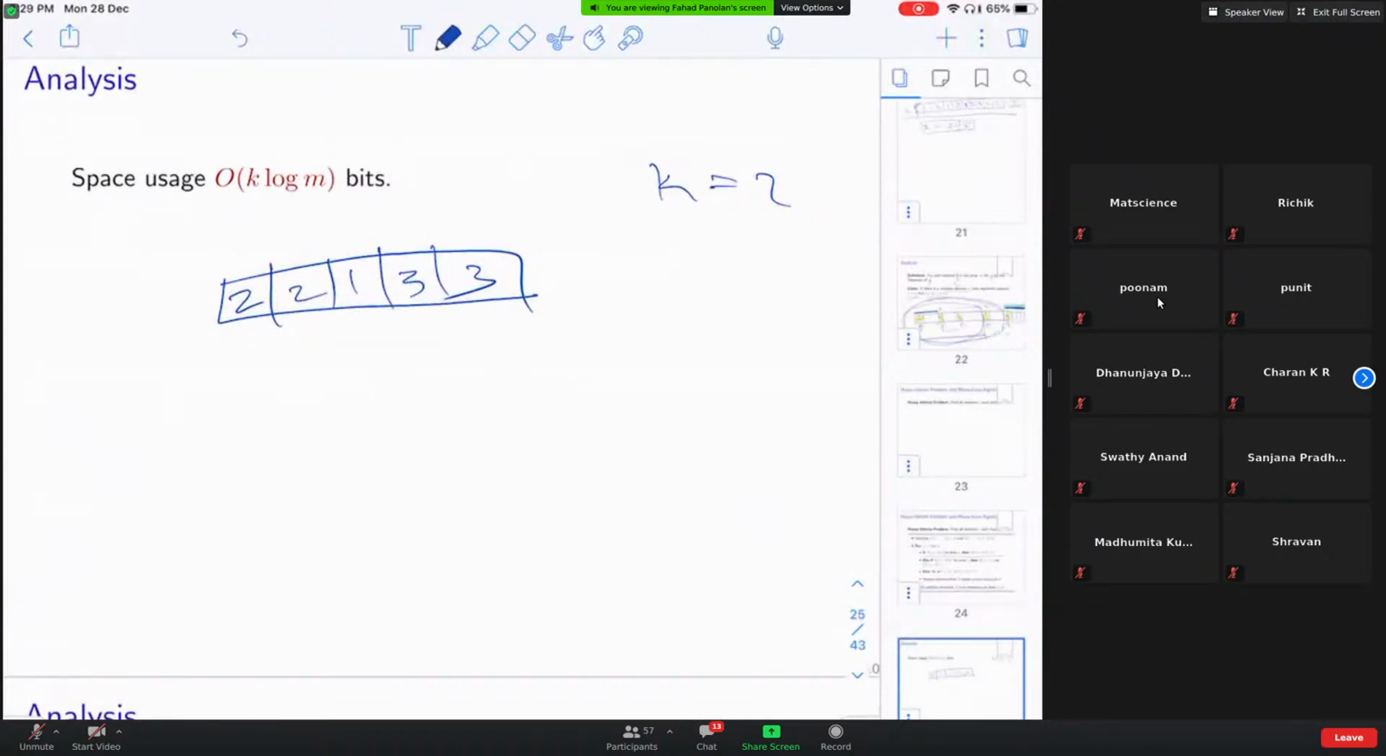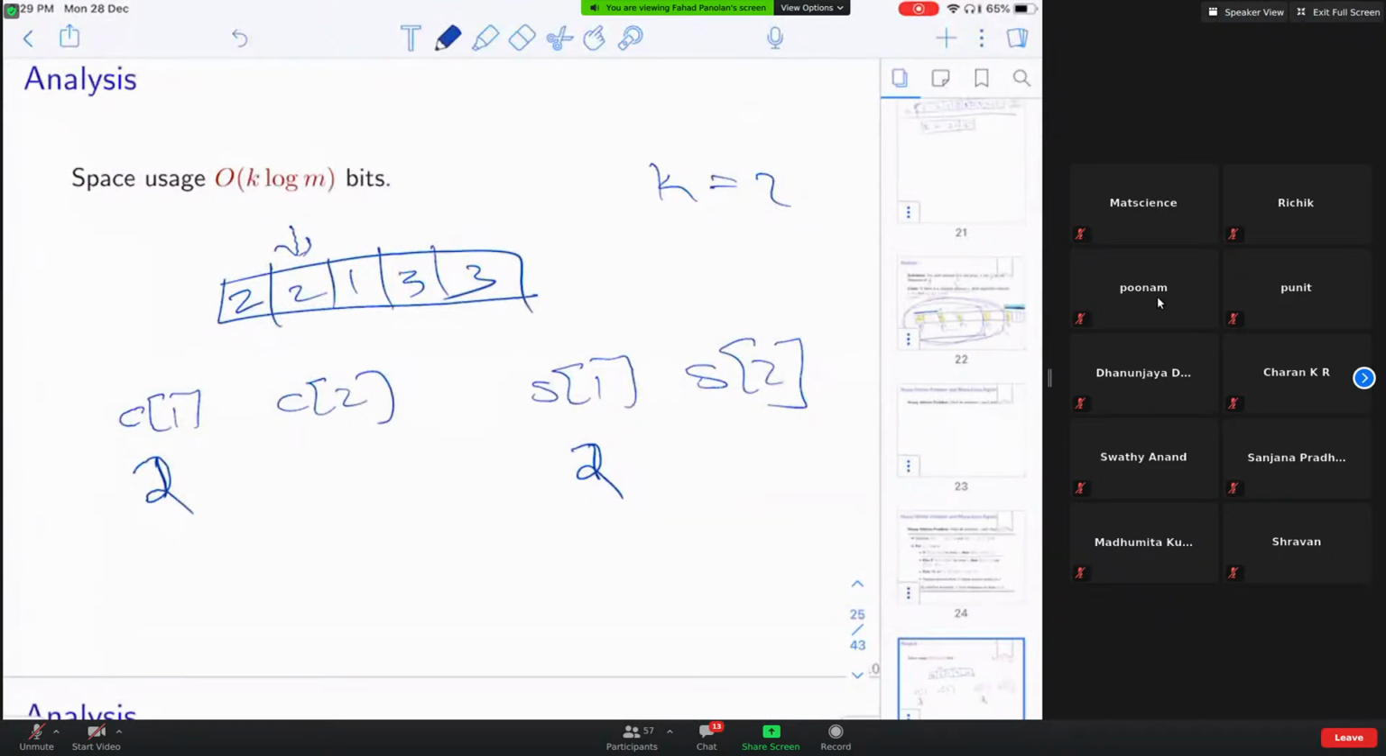So we will have two counters, C of 1 and C of 2, and we will have locations S of 1, S of 2. When the first element 2 comes, the first counter becomes 1 and S of 1 is 2. Next, 2 comes, and it checks whether it is already stored as a potential candidate. Yes, so when we process the second element, which is also 2, you increment the counter. And in the third iteration, 1 comes. What do you do?